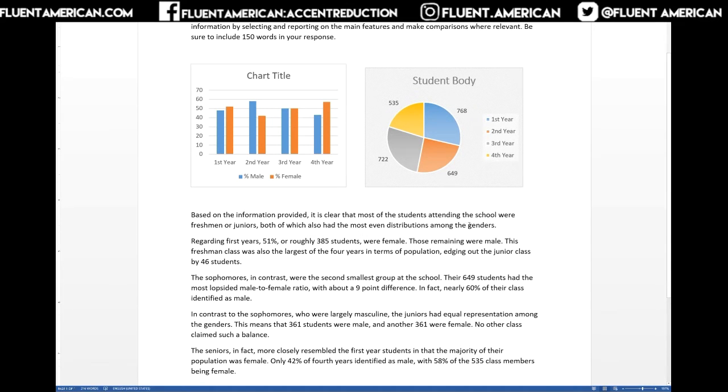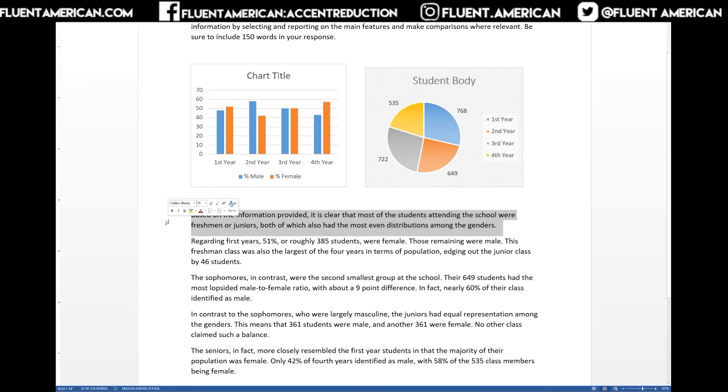So for instance here, we can say most of the students were freshmen or juniors, because those were the highest categories. So 768 freshmen, first years, 722 third years or juniors. Also, these 2 years had the most even distributions. So the first years, again, it's almost 50-50. And then in the juniors, notice they're exactly 50-50. Okay, these are different compared to the other years. So these are the highlights that we're using for our overview.